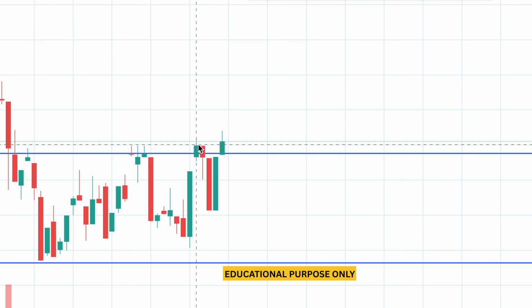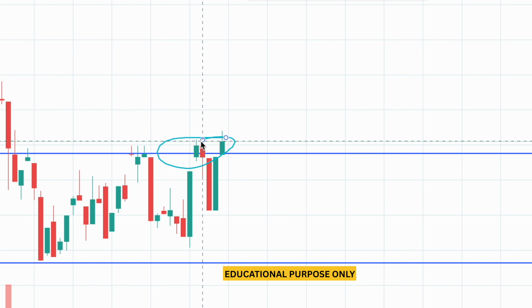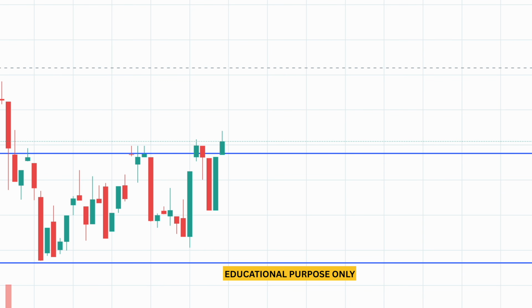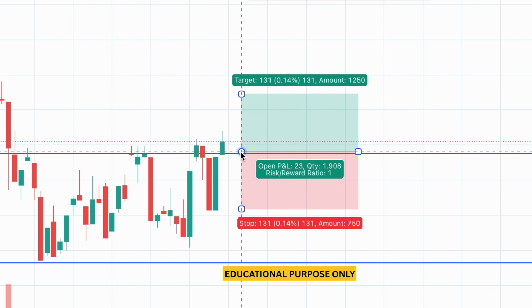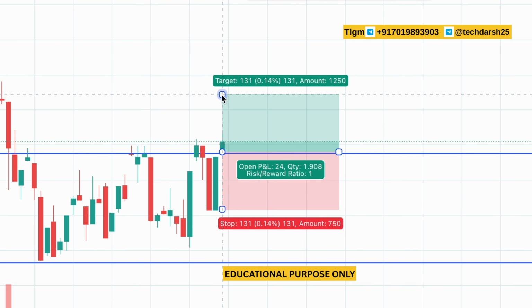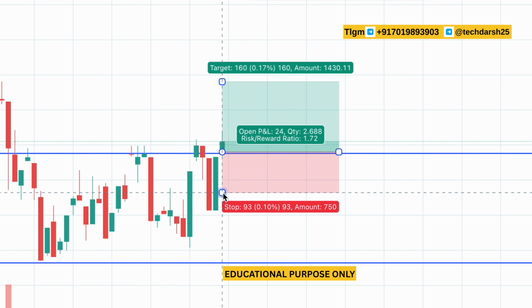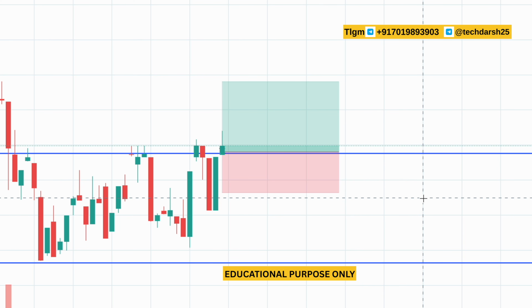Okay, so as of now, the resistance level is trying to give a breakout here, as you guys can see. So it can be a possible buyer zone from here. So let's see how the price will react from here. Okay, so let's observe, and please note this video is only for educational purpose and this video does not contain any of the trading advices.